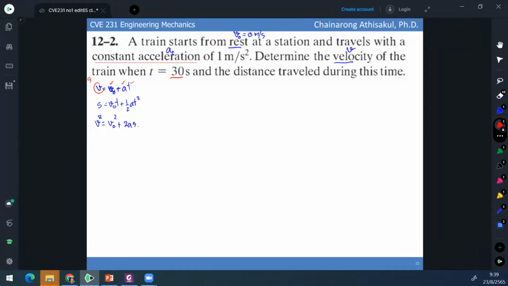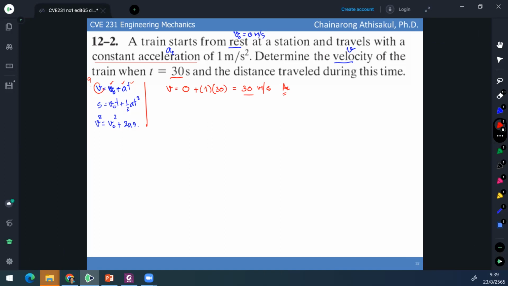So for the first question, we use this equation, that is v equal to v0, which is 0 meter per second, plus a, which is equal to 1, and t equal to 30. So then we have v equal to 30 meter per second. Okay, this is the first answer.